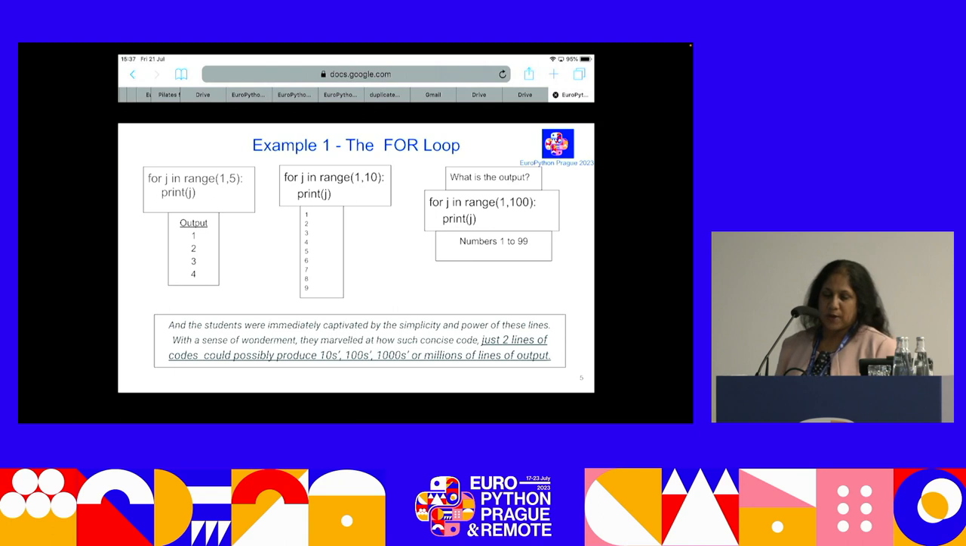And these students were immediately captivated by the simplicity and power of these lines. With a sense of wonderment, they commented on how just two lines of code could possibly produce tens, hundreds, thousands, millions of lines of output. And one student, hitherto unimpressed by all this coding, even whispered under her breath, "Very interesting."